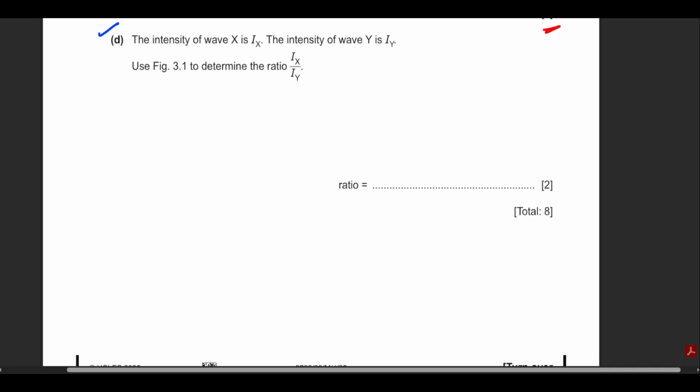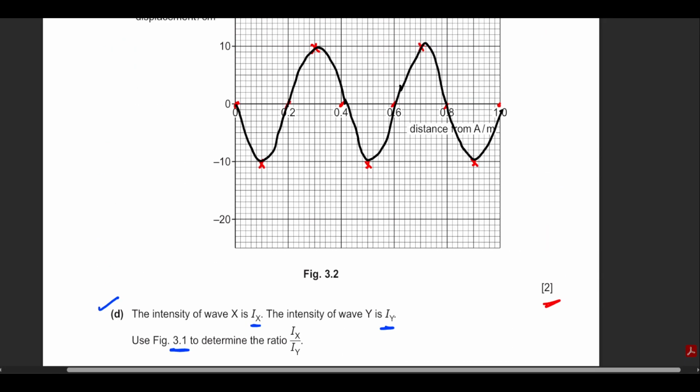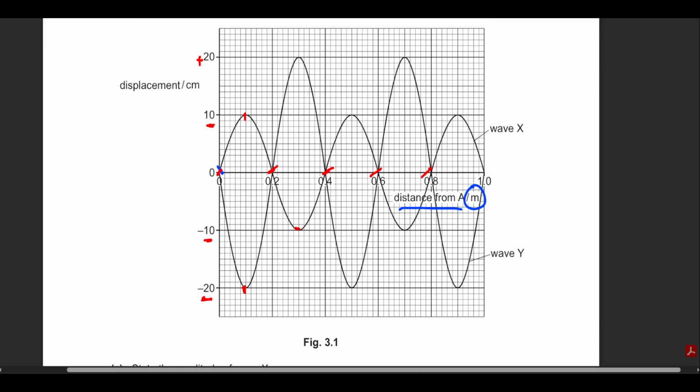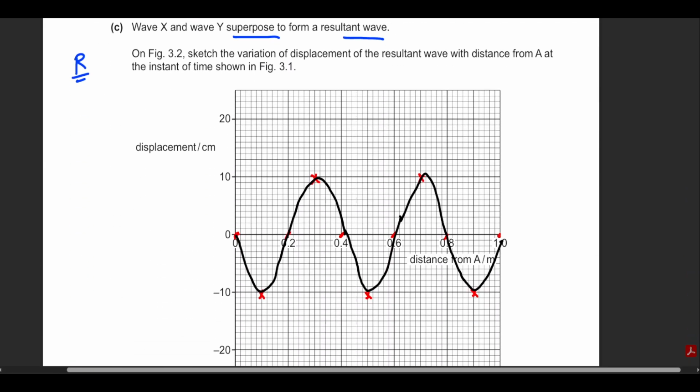He says the density of X is X and Y is Y. Determine using figure 3.1. Let's go back to 3.1. This is 3.1. He says X has an intensity Ix, Y has an intensity Iy. He's wanting you to find out the ratio.